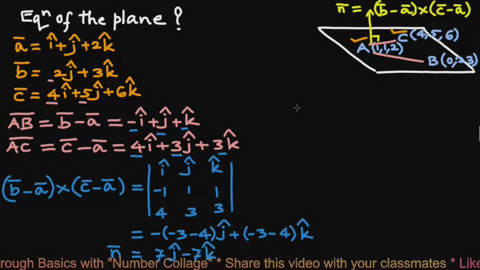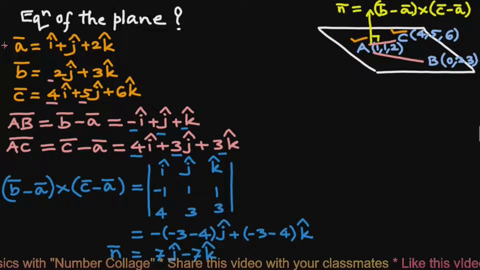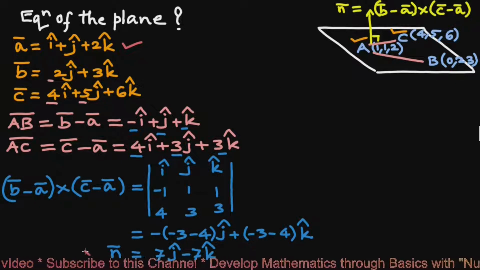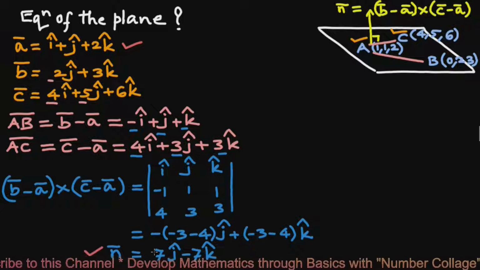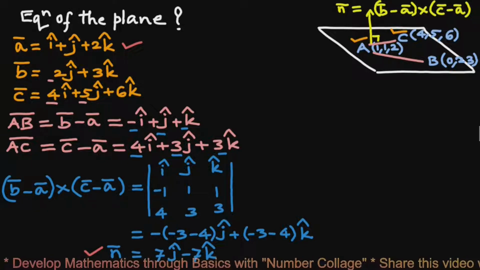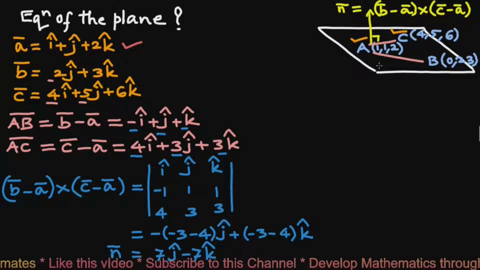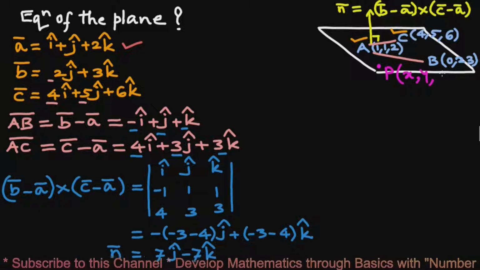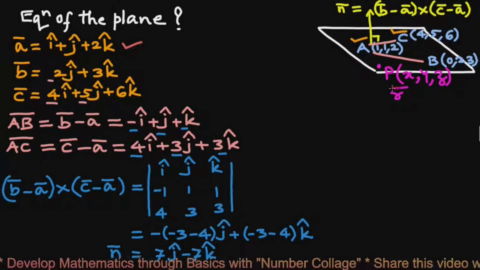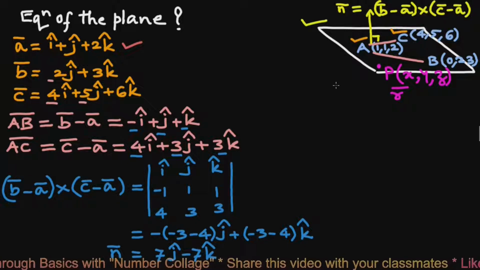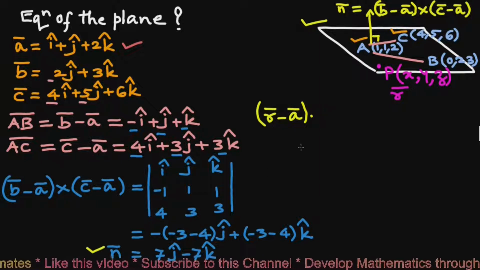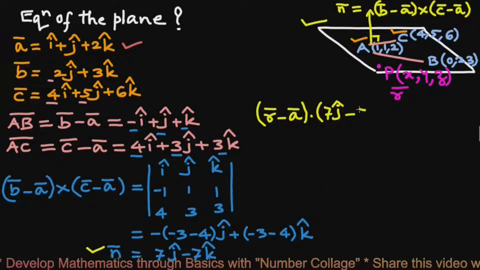Now the plane passes through point A, whose position vector is i plus j plus 2k, and a vector normal to this plane is n bar, which is 7j minus 7k. So from these two things we write the equation of the plane for any point P (x, y, z) on this plane whose position vector is r bar.